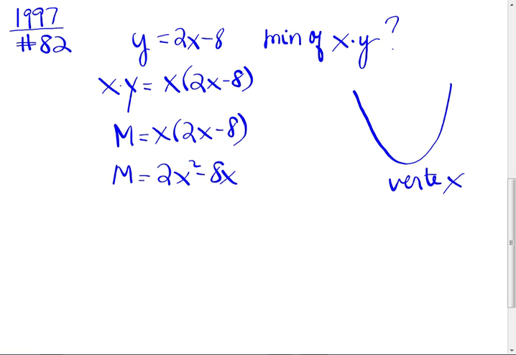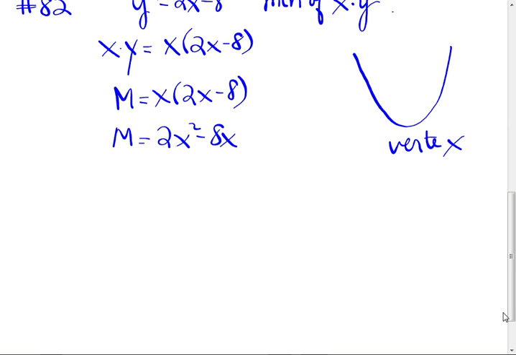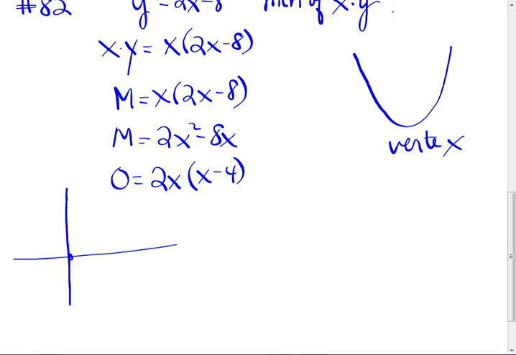Easy way? I mean, we could take the derivative. It's pretty easy to take the derivative. You don't even have to convert to vertex form. All you have to do is find the x-intercepts. So 0 equals 2x, let's factor out a 2x, and it's x minus 4. So the intercepts are at 0 and 4. Guess where the vertex is? Halfway in between. Now, that would not be acceptable on the free response because it's not calculus. But what's the x value going to be? It's going to be 2.